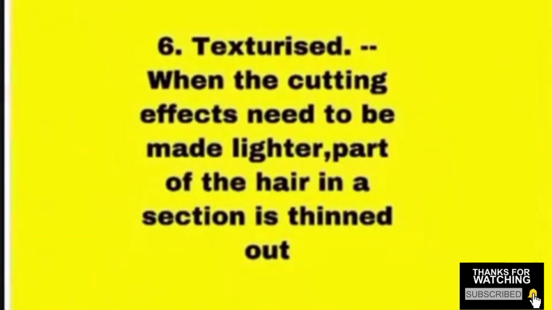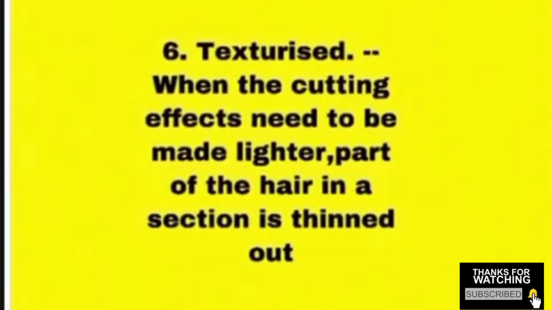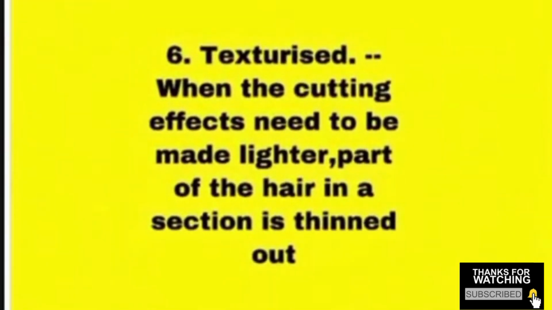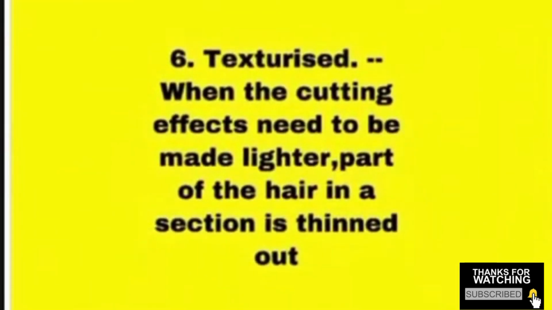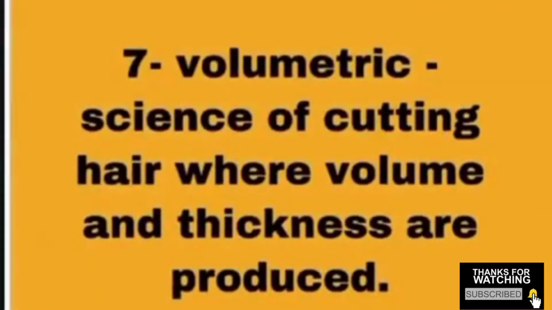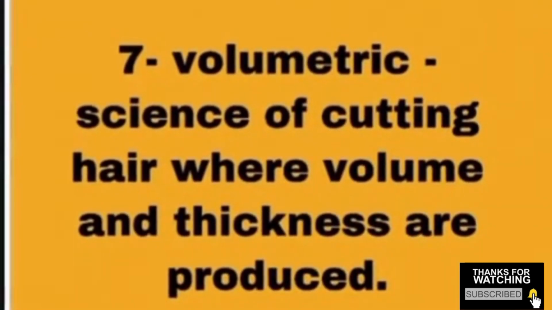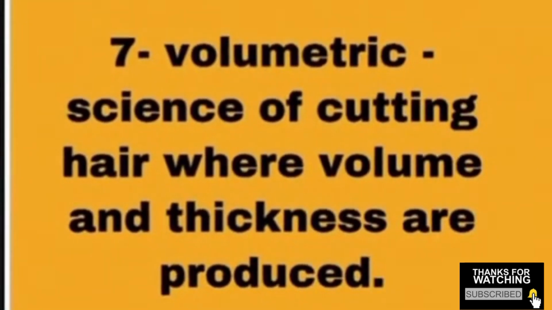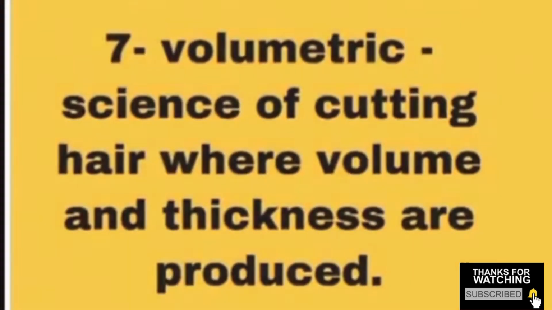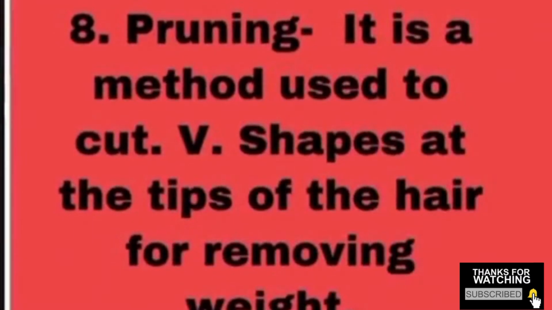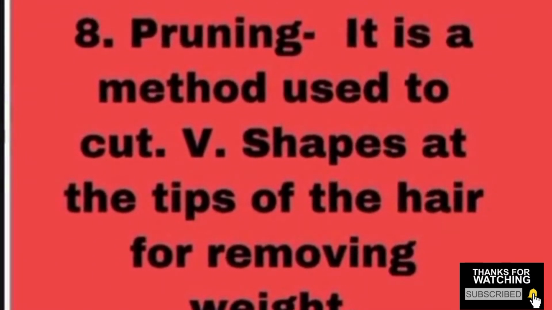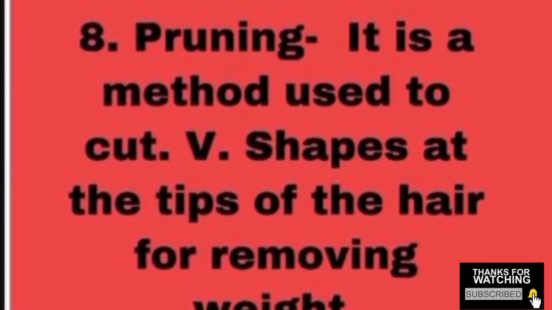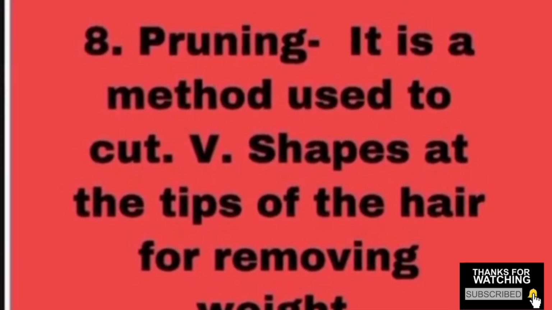Texturized: when the cutting effects need to be made lighter, part of the hair in a section is thinned out. Volumetric: signs of cutting hair where volume and thickness are produced. Pruning: a method used to cut V shapes at the tips of the hair for removing weight.